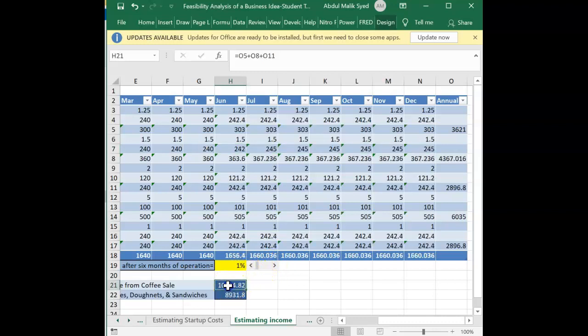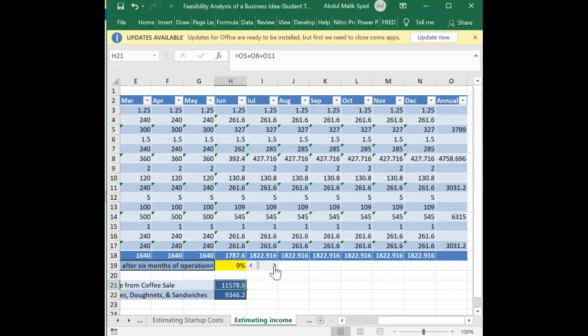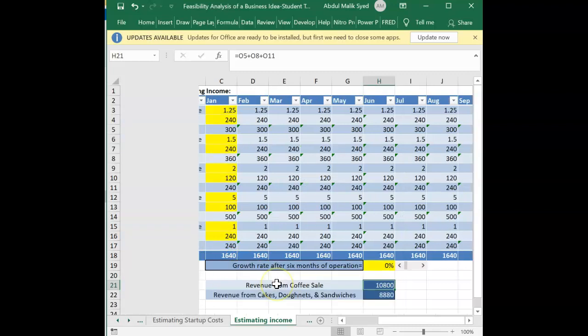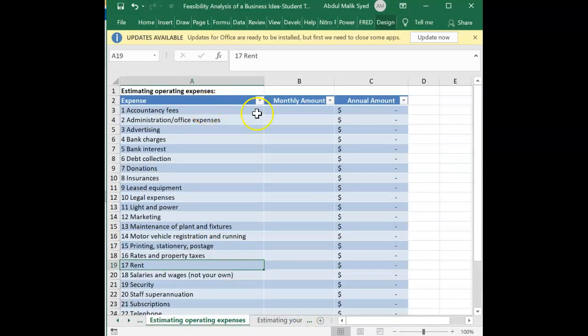And you see here also changes are happening. The total revenue annually is changing depending on the growth rate. The more the growth in sales, naturally the more will be the revenue. Currently I am just keeping it 0, but if you want to change, you can change it. This will give you a kind of sensitivity to your analysis if your business grows. Once you are estimating the income, the next step is estimating the operating expenses.